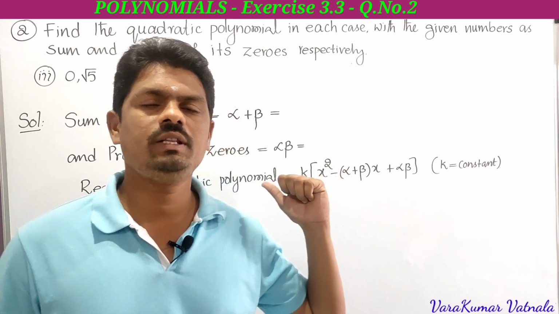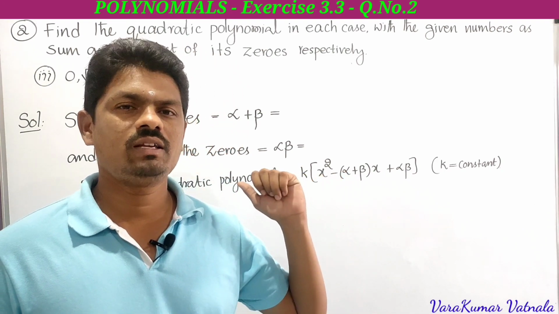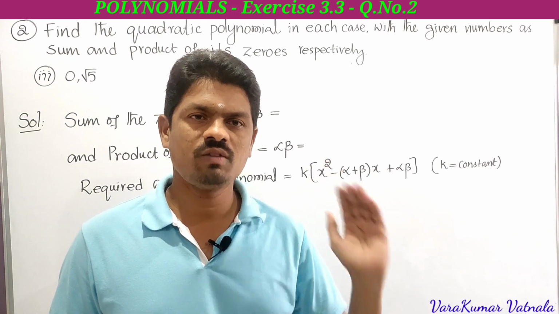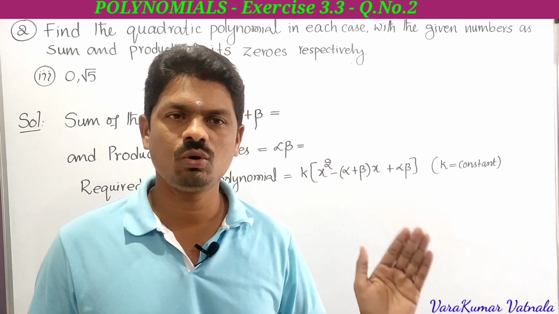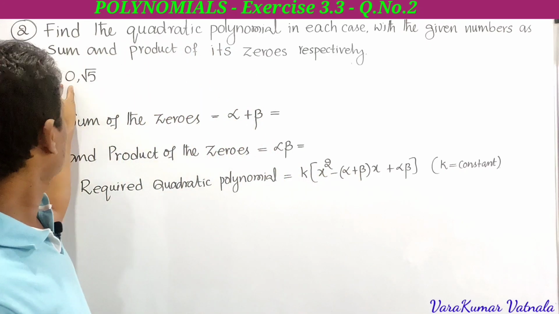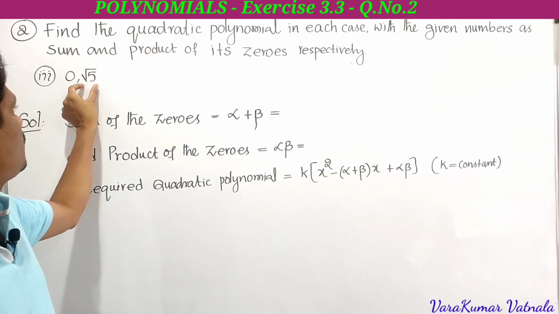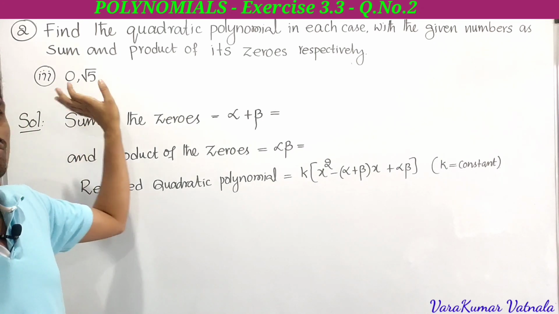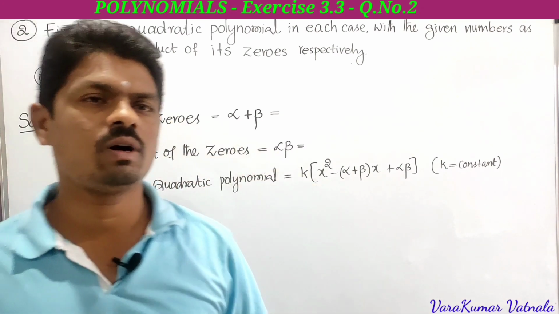This is the third bit in the second problem. Here he has given 0 comma root 5 in the third bit. So sum of the zeros is 0 and the product of the zeros is root 5. The first one is the sum of the zeros, second one is the product of the zeros. By using these two, we have to find the quadratic polynomial.